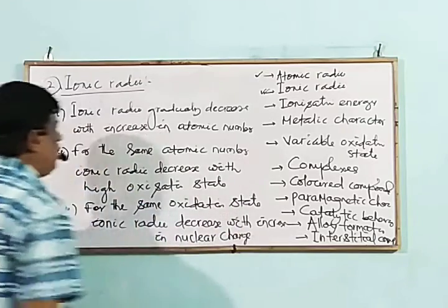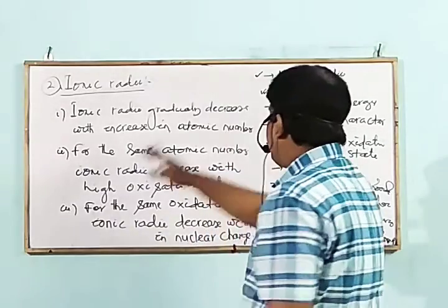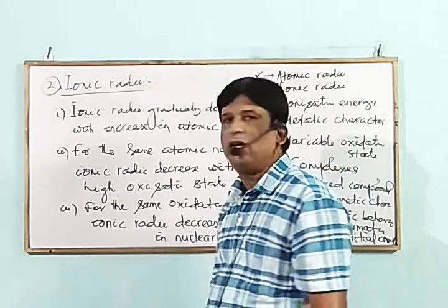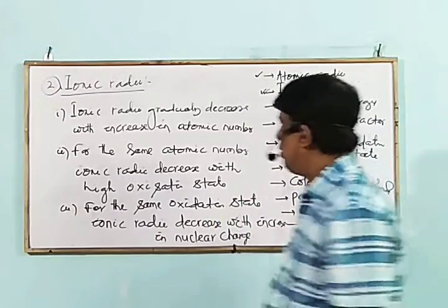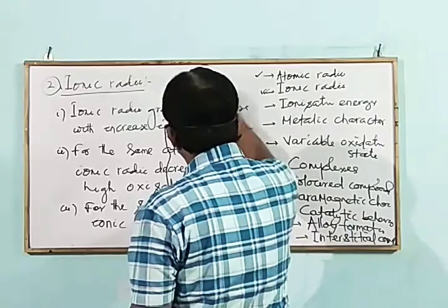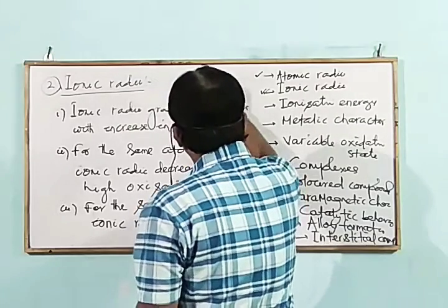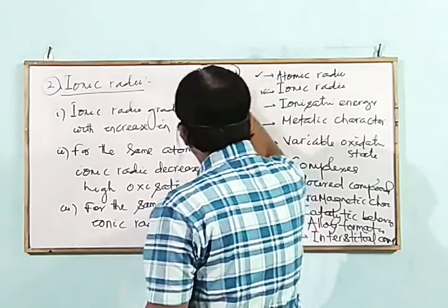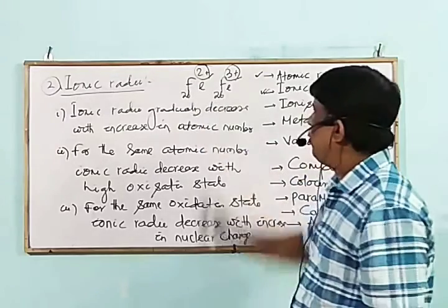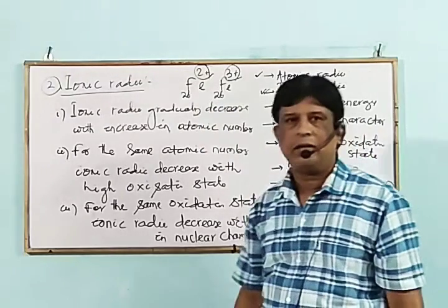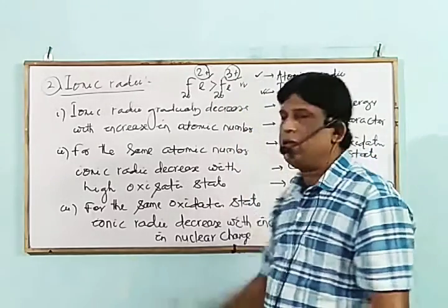Very, very important point. I repeat again. Ionic radii gradually decrease across a period with increase in atomic number. Point two, for the same atomic number, that means if we select Fe, it is atomic number 26, both remain the same. But if we observe Fe2+ and Fe3+, for the same atomic number, different oxidation state, then the higher the oxidation state, the lower the atomic radii.